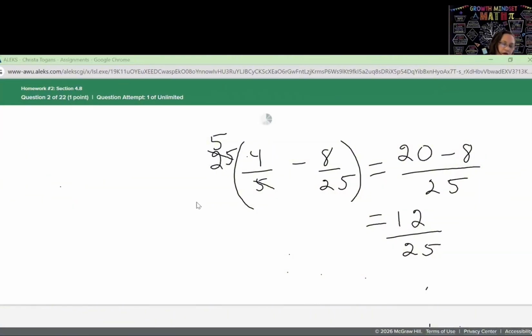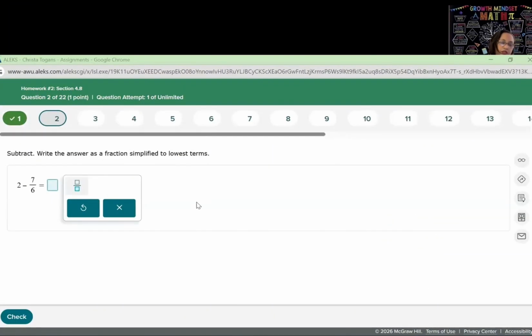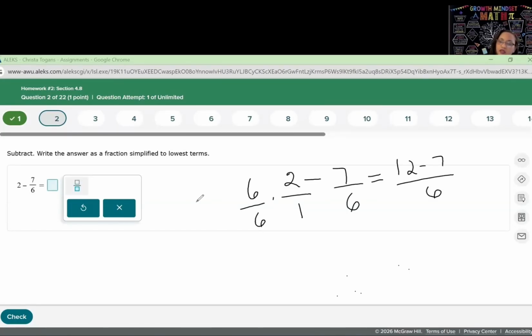And moving right along. So this time, I'm just going to multiply by the common denominator. So 2 minus 7 over 6. And I could do the 2 over 1. And then how do I make the 2 over 1 have the same denominator? I can multiply 6 by 6. And this is probably how you learned it. So I'm going to show you both ways. So this would be 12 minus 7 over 6. And then you would just subtract and you get 5 over 6.